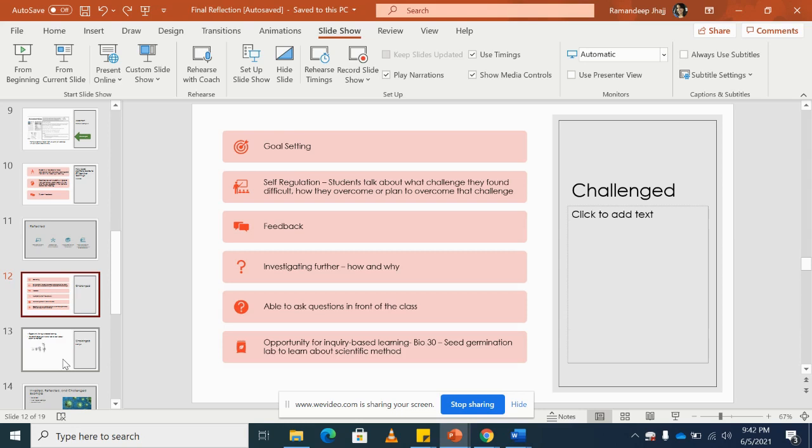And by using a portfolio, students will be challenged because they will be setting goals for themselves. They will be self-regulating. Students talk about what challenge they found difficult and how they overcame or plan to overcome that challenge. They will get the teacher's feedback. They will be giving their own feedback on their portfolio while they're talking with their teacher, and they can investigate further the how and why of whatever they're working on. They will be able to ask questions in front of the class, and they will have an opportunity for inquiry-based learning.